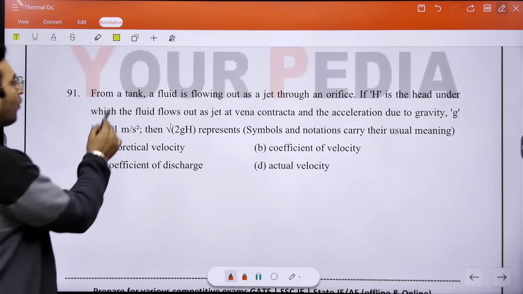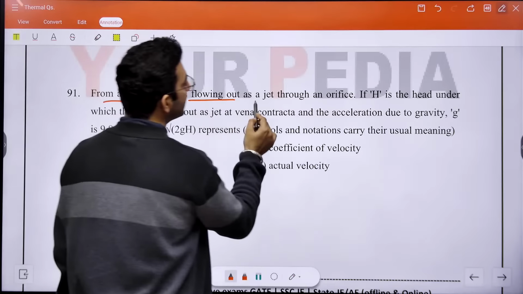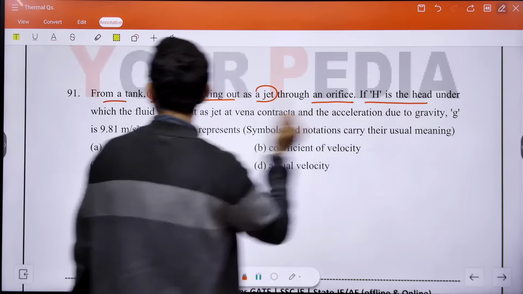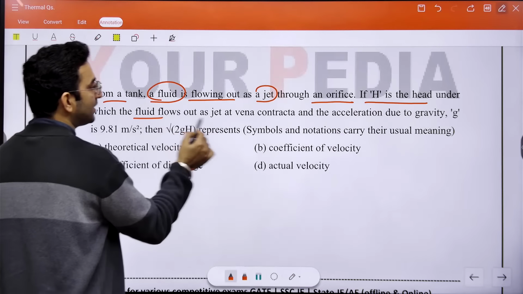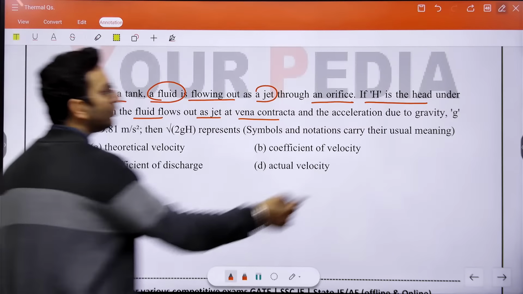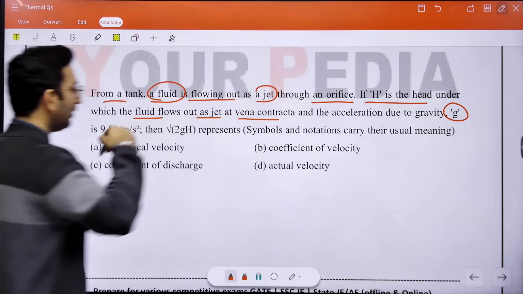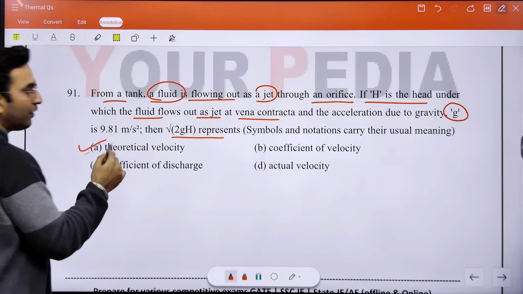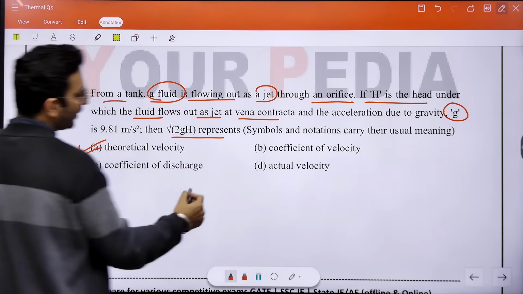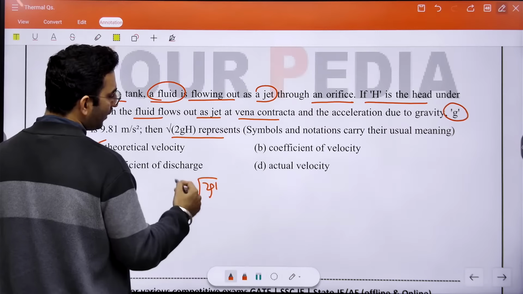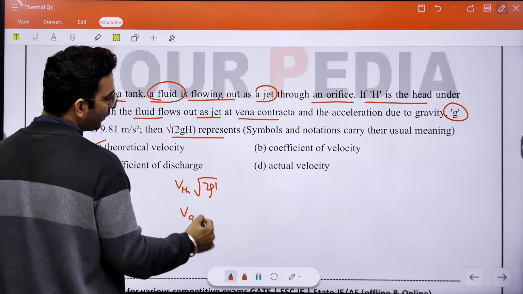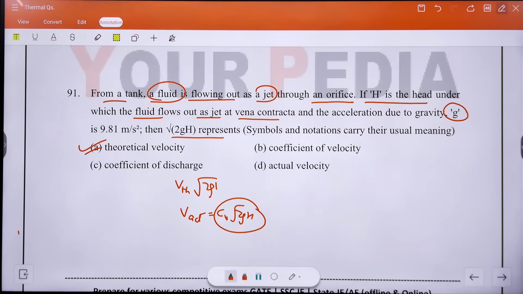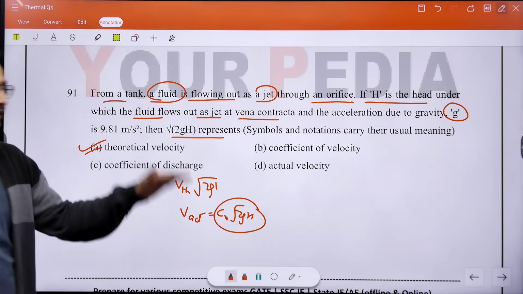Next, from a tank, a fluid is flowing out as a jet through an orifice. Okay, if H is the head under which the fluid flows out as a jet at vena contracta, and acceleration due to gravity is g, in that case, what does root 2gh represent here? The root 2gh is representing the theoretical velocity. Okay, just remember that part. So in this case, we have the formula root 2gh as the theoretical velocity. We have the actual velocity as Cv root 2gh. So there are two formulas here, the theoretical velocity and the actual velocity, which you have to remember.